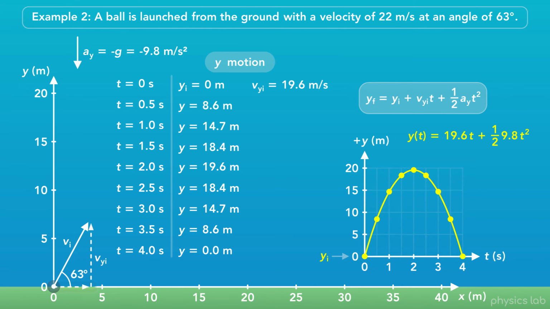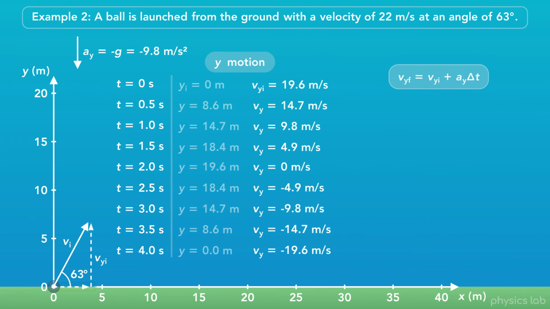Here's the graph of the y position versus time. It starts and ends at 0 meters, and it reaches a maximum height of 19.6 meters at 2 seconds. This graph looks like the two-dimensional path of the ball, but it's not. It's just showing us the y position over time. This is the same graph as a ball that's launched directly upwards with the same initial y velocity.